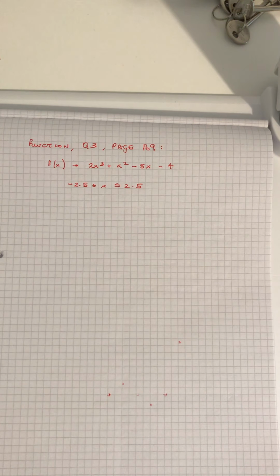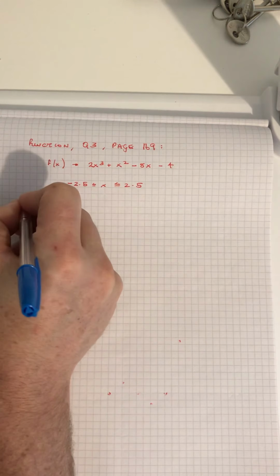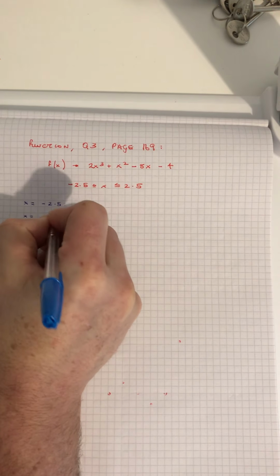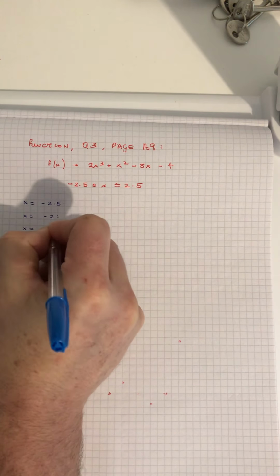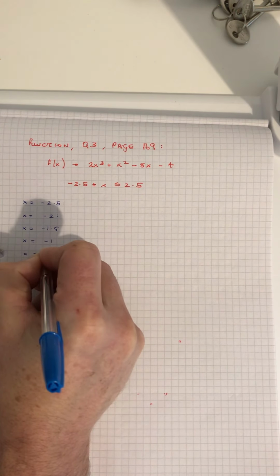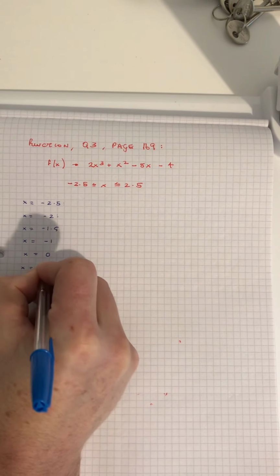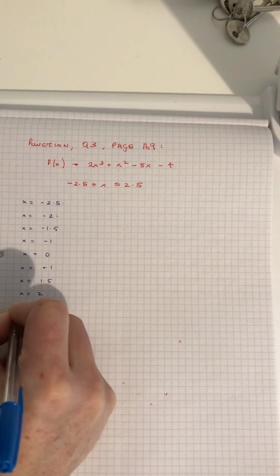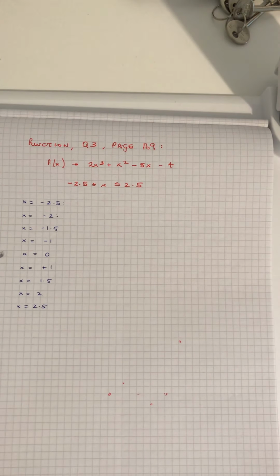Okay, so take your time with this one, and again, always use your calculator. Okay, so in this case, we're going to go up in steps of 0.5. So I'm going to let x equal to minus 2.5, x equal to minus 2, x equal to minus 1.5, x equal to minus 1, x equal to 0, x equal to plus 1, x equal to 1.5, x equal to 2, and x equal to 2.5. Okay, so I'm going to put in a few more points into it with the decimals.